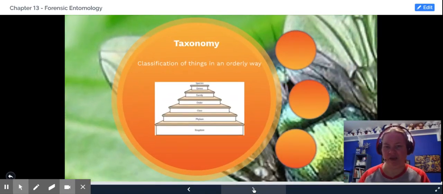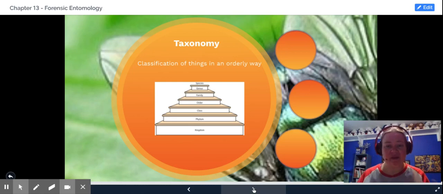All right, so taxonomy. If you remember, before we went on break, taxonomy is a classification of the way things are ordered. Carl Linnaeus started this a long time ago, and he came up with a system to organize things so that they could be easily classified, and it's applicable to different things.